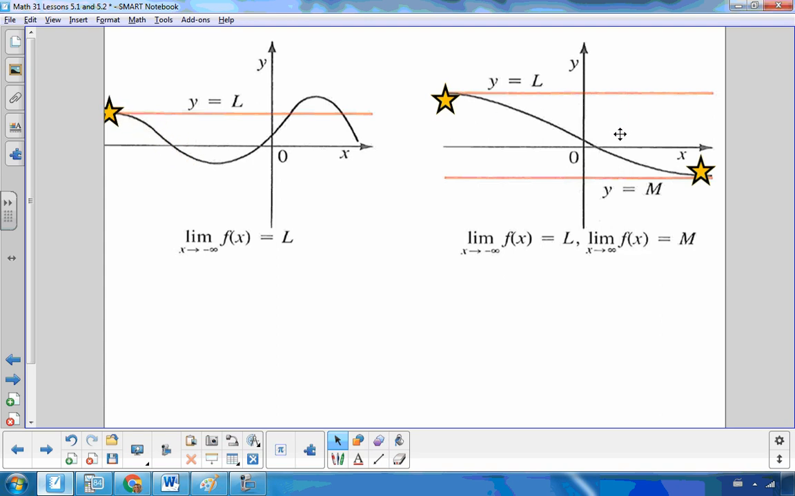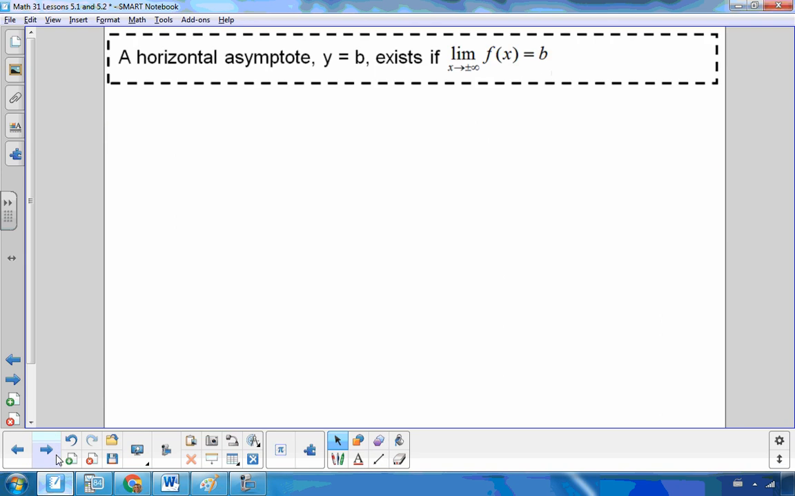This one here is a unique example because it has two horizontal asymptotes. As I make x infinitely big in the positive direction, you can see I approach y equal to m. If I make it big in the negative direction, I approach a horizontal asymptote of y equal to L. So a horizontal asymptote y equal to b exists if the limit as x approaches positive and negative infinity of the function equals b.